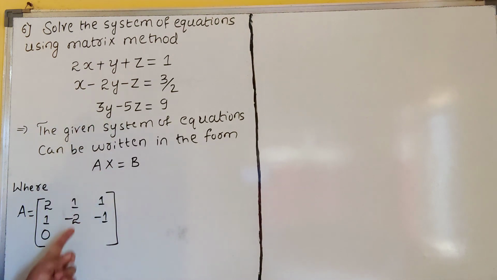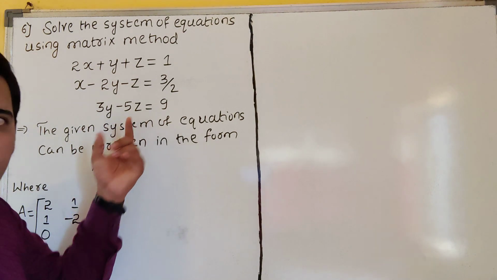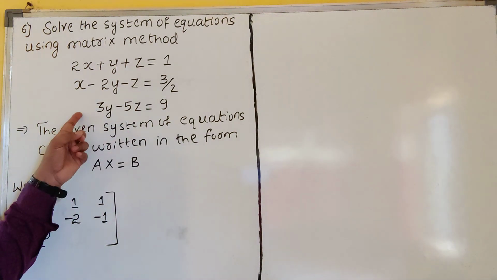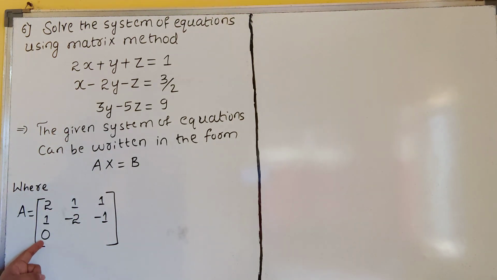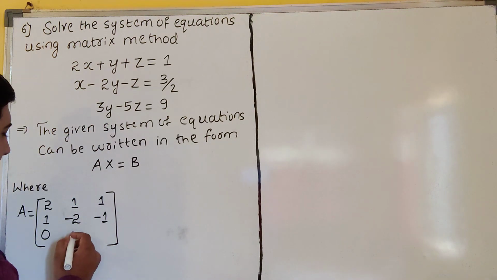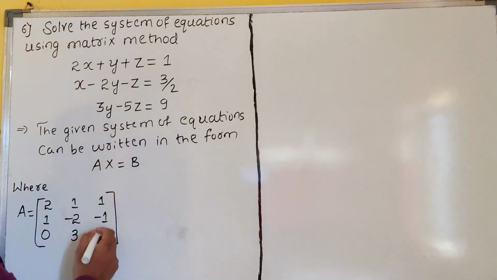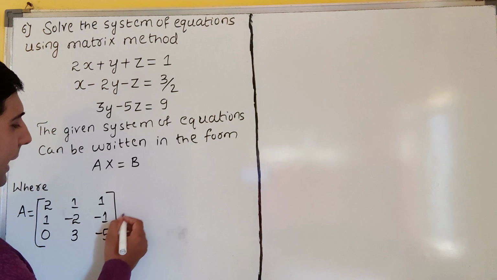If y is not given, the y value will become 0. If z is not given, the z value is 0. So here x is not there, that's why the x value is becoming 0. Y is how much? That is 3. Z is how much? Minus 5, dear students. This is your A.